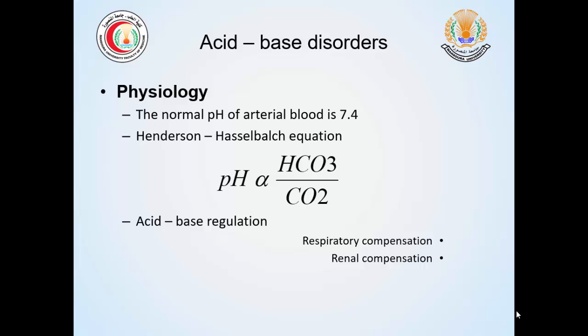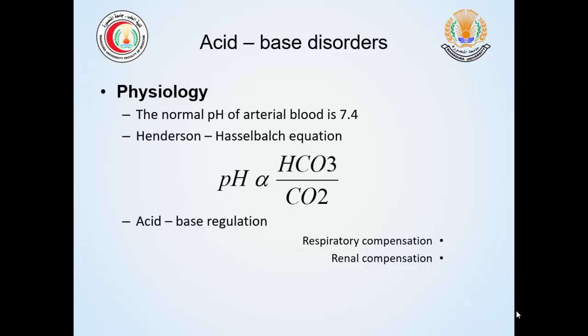Let's discuss the metabolic acidosis. What's the physiology of the acid-base regulation? The normal pH is ranging from 7.35 to 7.45, and if the pH decreased, it's called acidosis. So acidosis can be either respiratory or metabolic acidosis. When the pH decreased, it means that either the bicarb is decreased or the CO2 is increased.